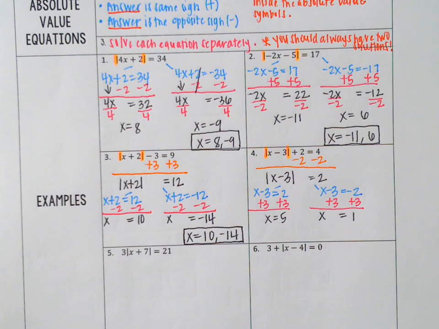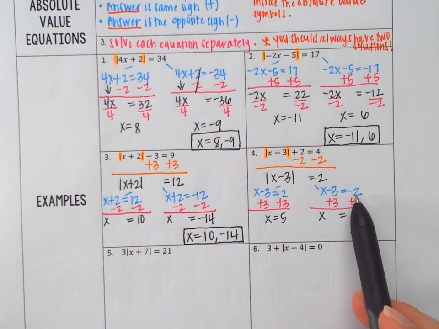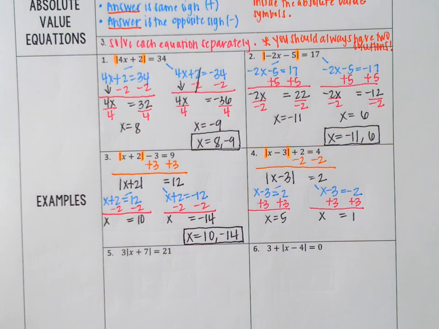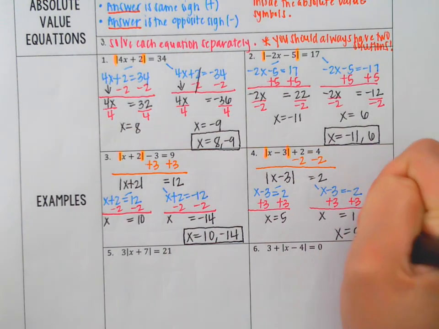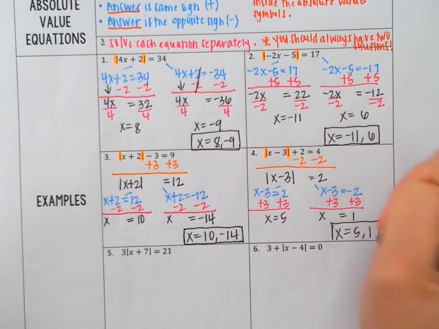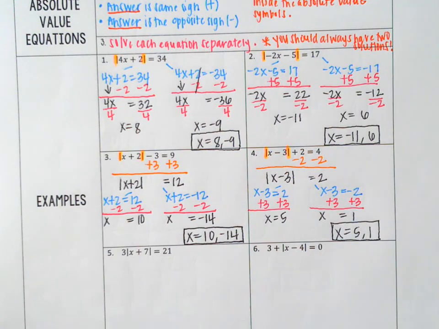It was a simple one-step equation for each one. X minus 3 equals 2. X minus 3 equals negative 2. I added 3 to both sides, and I got 5 and 1 for my solutions. And that does it for number 4.